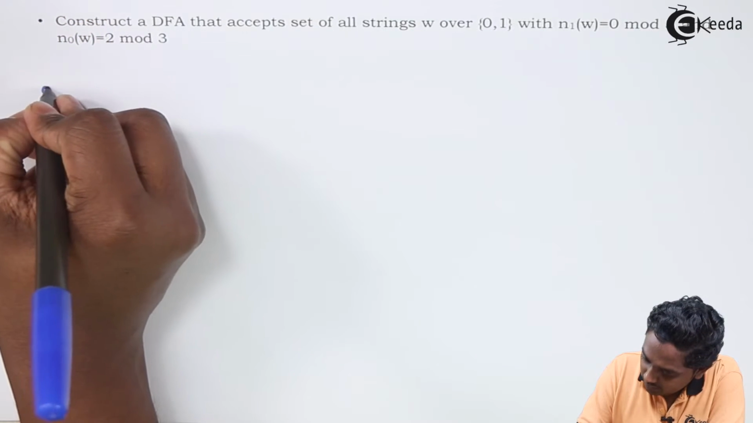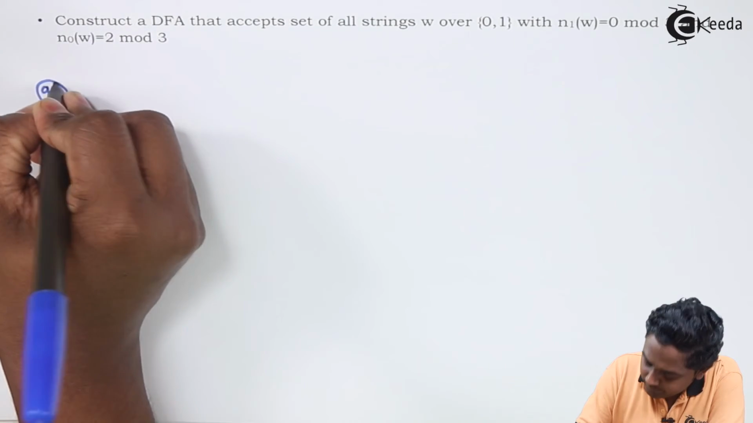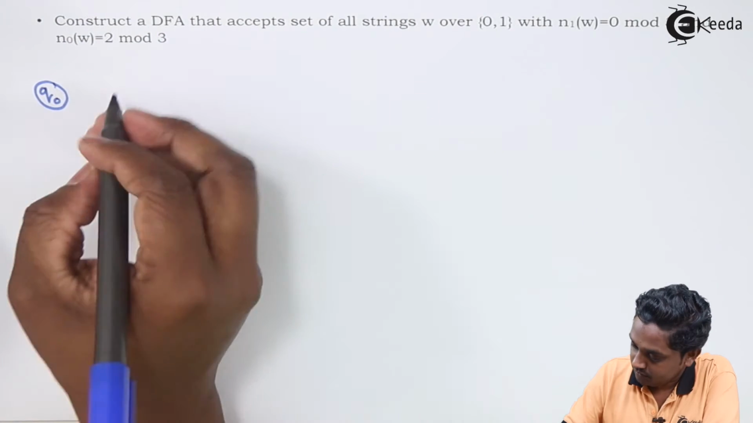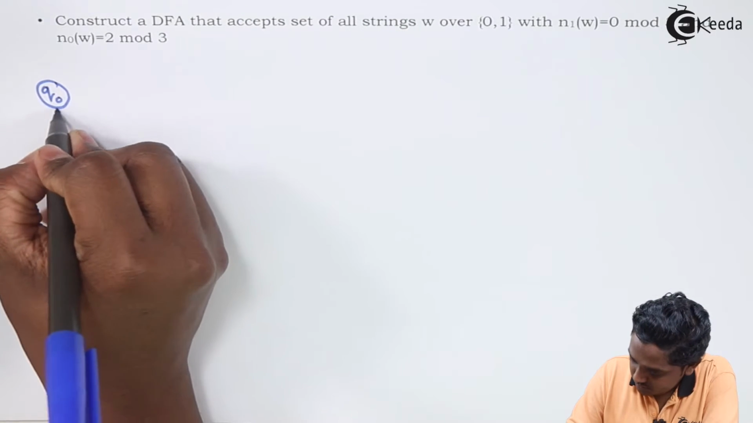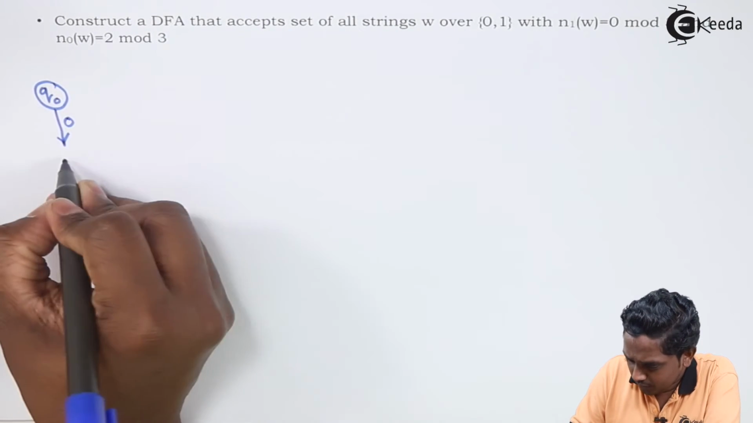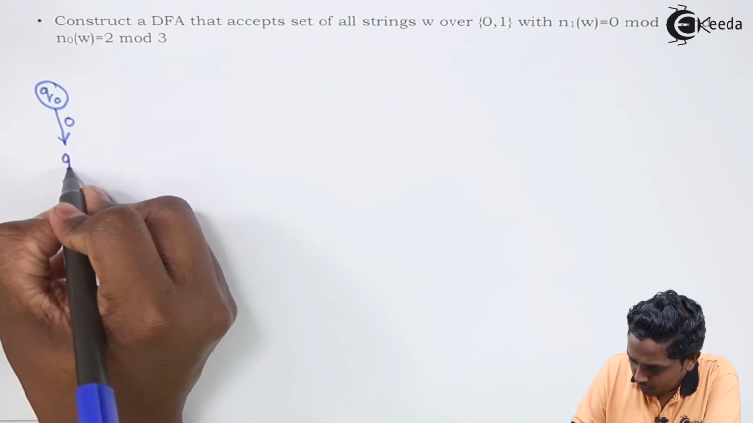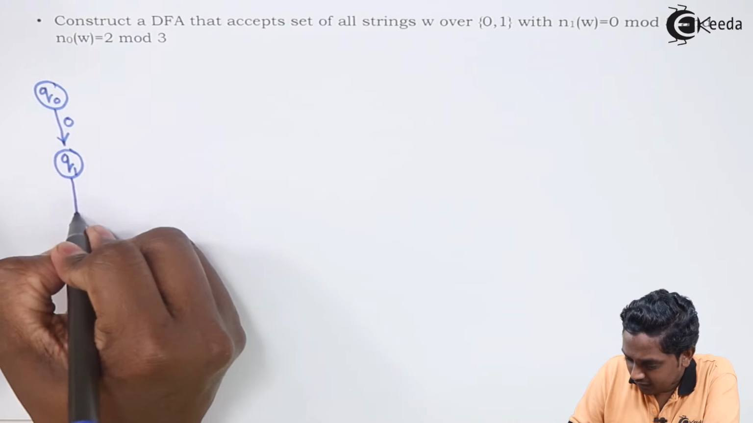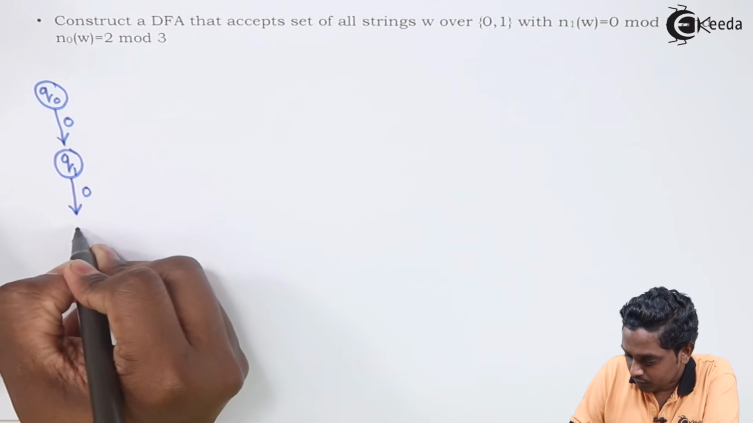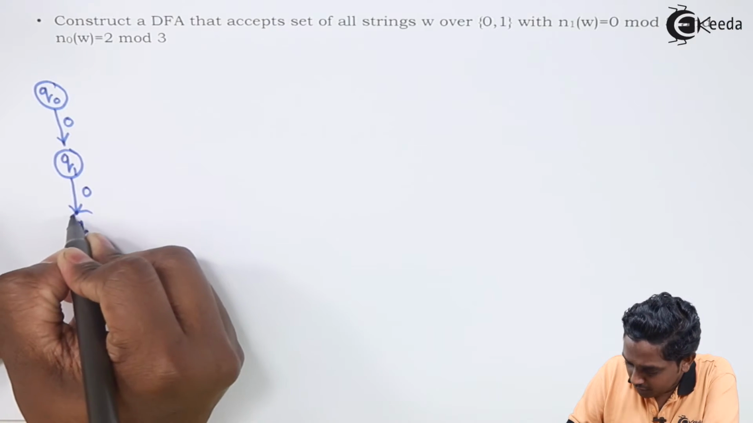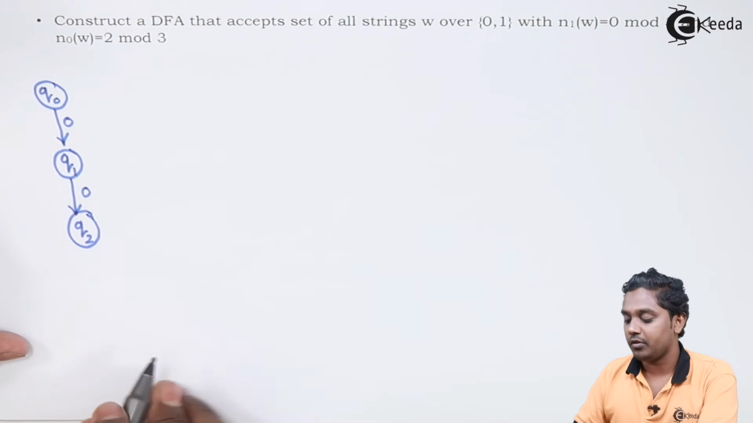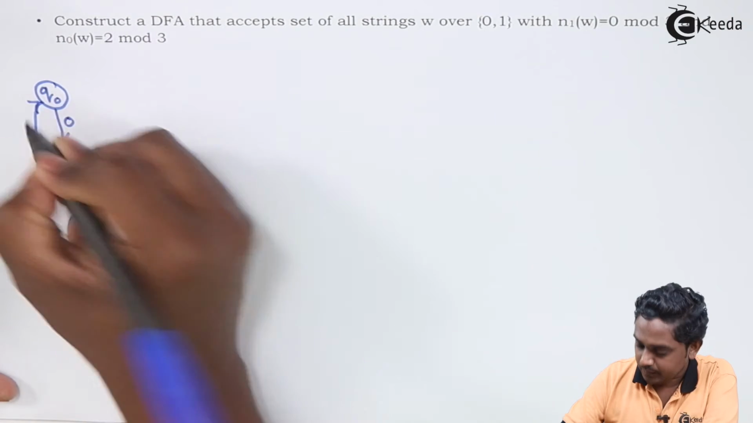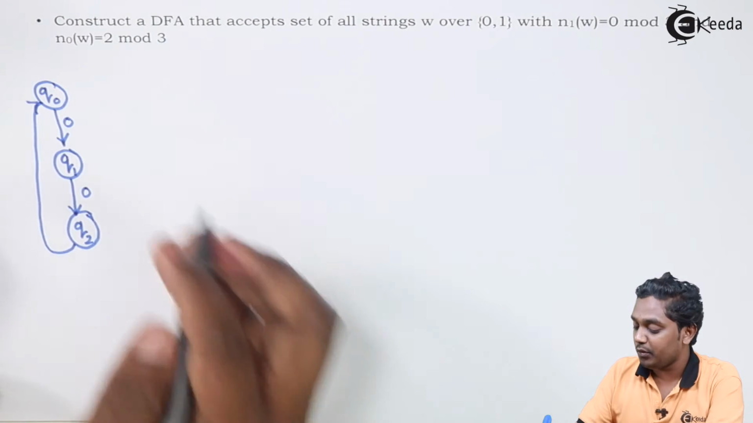We will start again with Q0 as the initial state. Let's say we are counting zeros. On the first 0, let's say we are going to Q1. On the second 0, we are going to Q2. Now we have already counted 2 zeros. Now on the third 0, this will go back to Q0. Now this completes the cycle of 0.